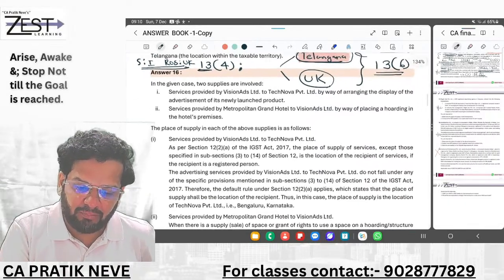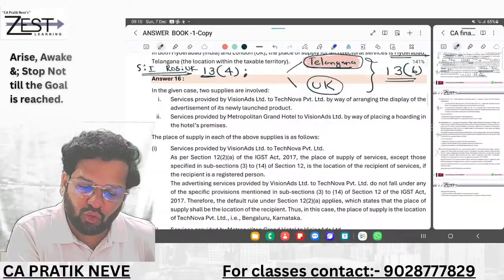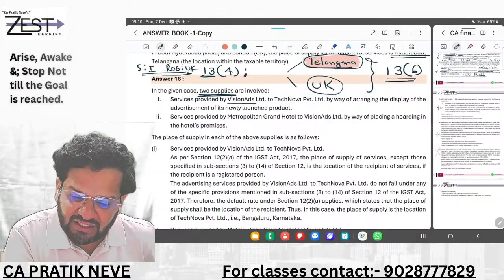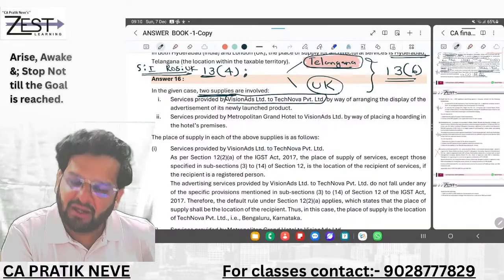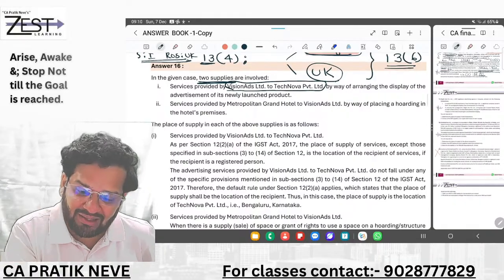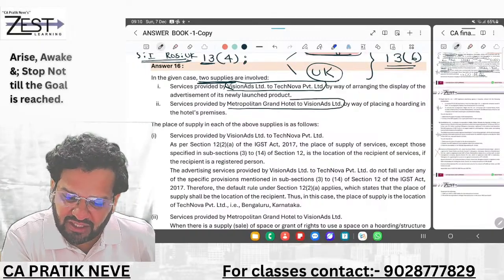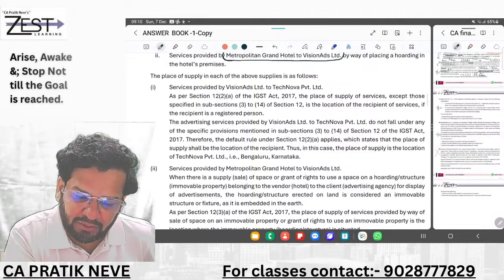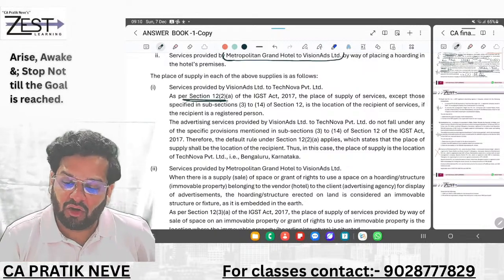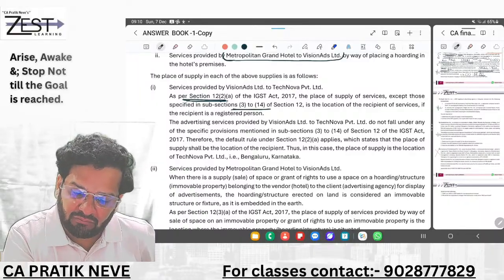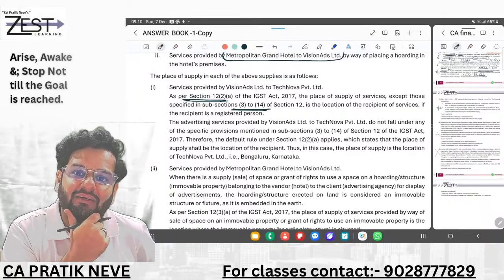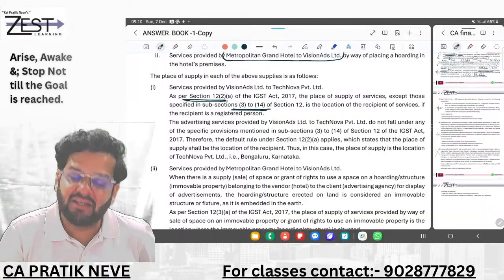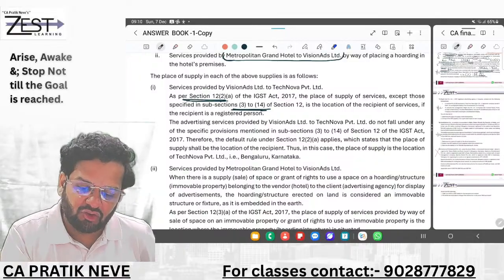Now see, there are two supplies involved. All of you understood. First supply was Vision Ads Limited to Technova Private Limited, and second was that hotel, Metropolitan Grand Hotel, to Vision Ads. These are the two supplies. In first case, it was as per 12.2 because it is residual: normal advertising, meaning not to government, is not covered anywhere in 12.3 to 12.14. So you went to 12.2.